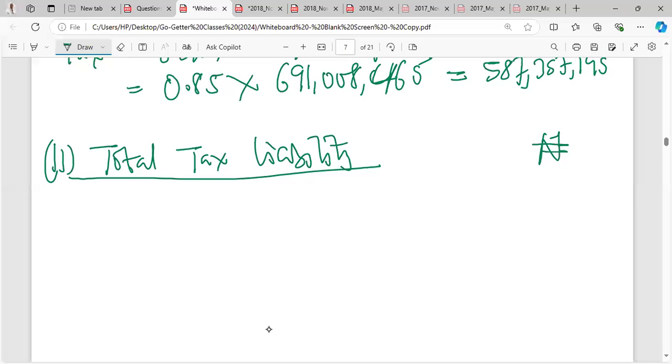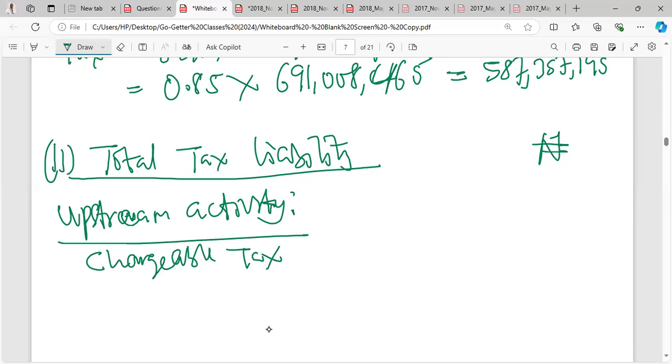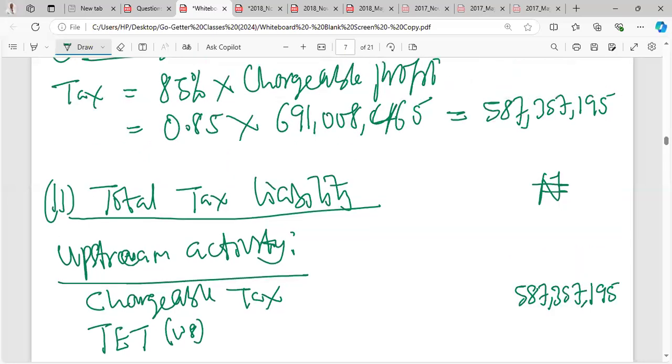So, upstream activity. Chargeable tax. How much is chargeable tax? This is what we just calculated now: 587,357,195. Then we have tertiary education tax, workings 8. Go and get it down here.